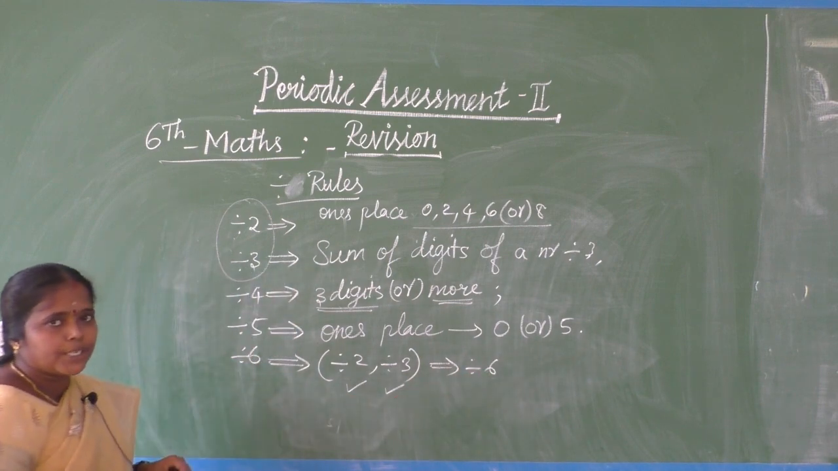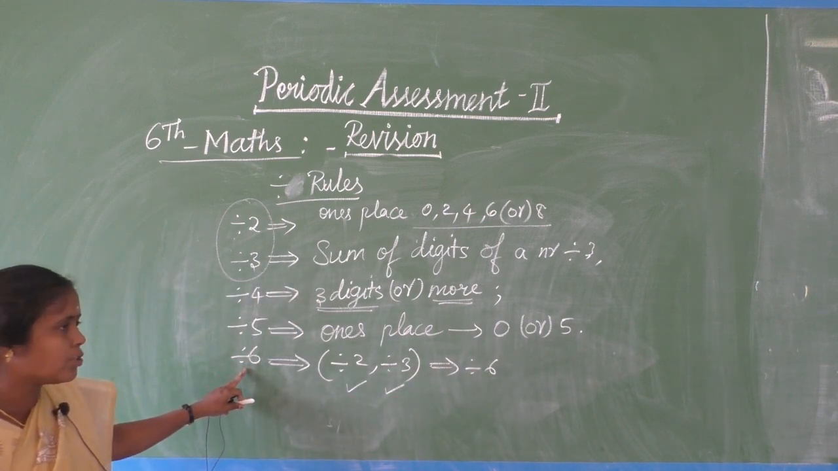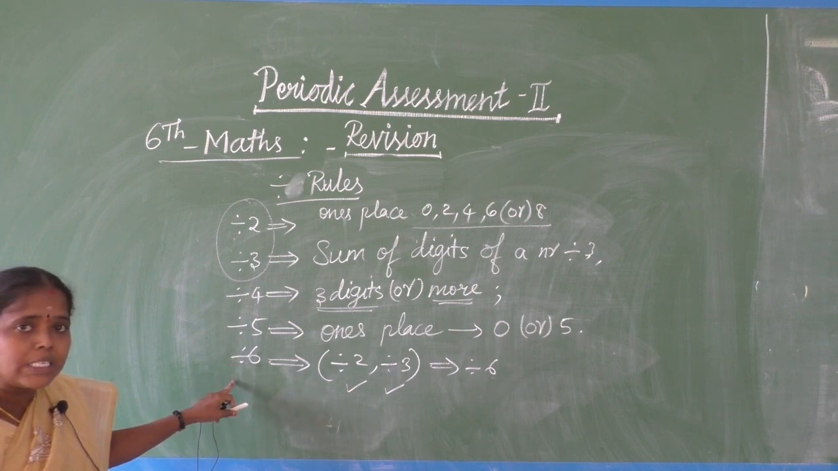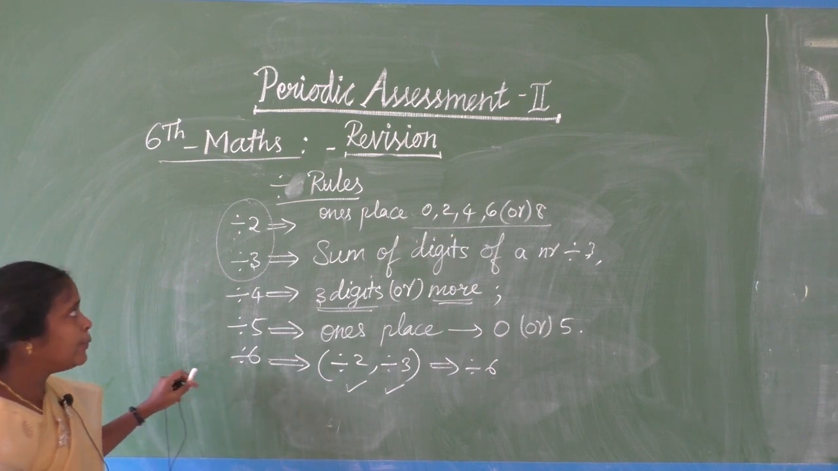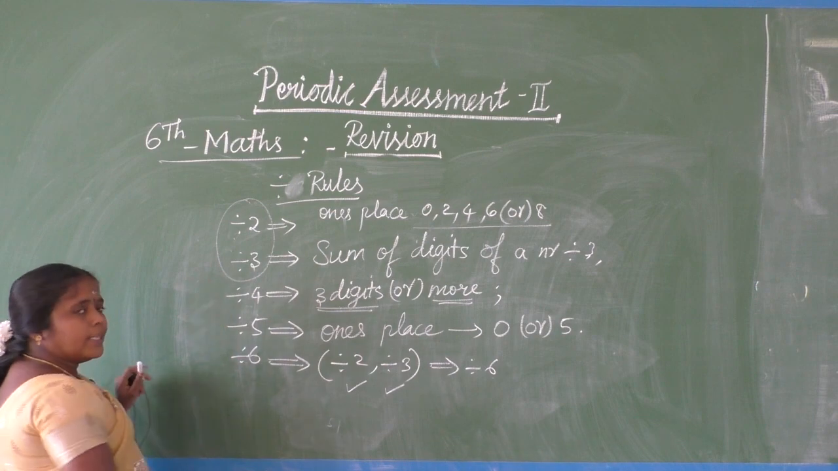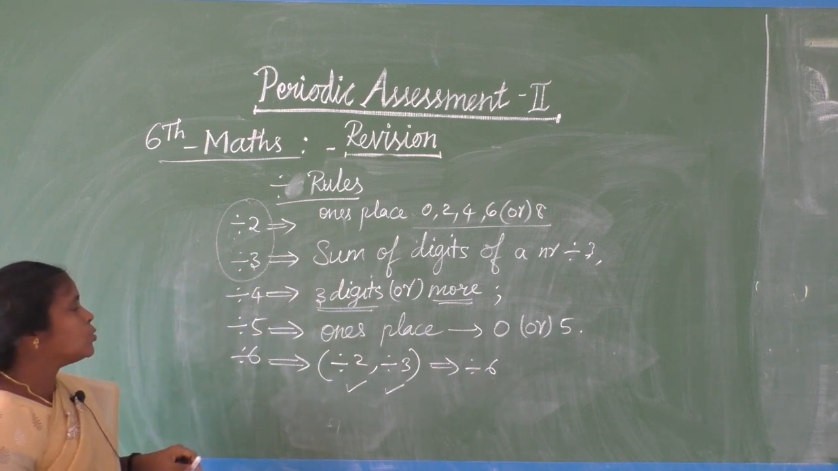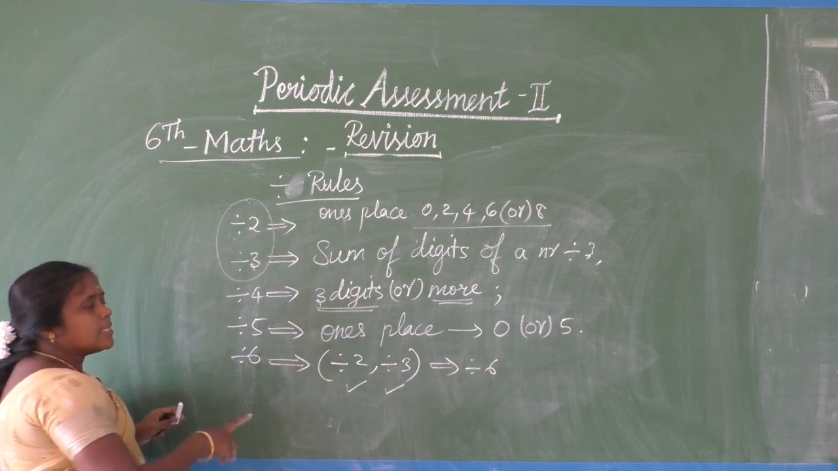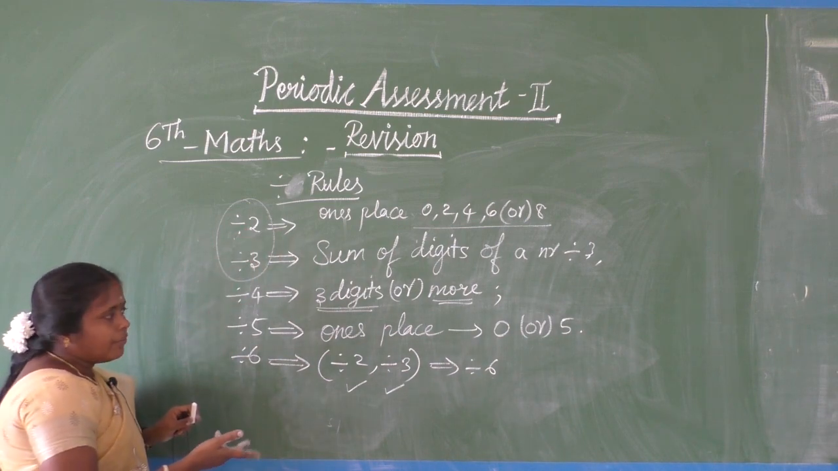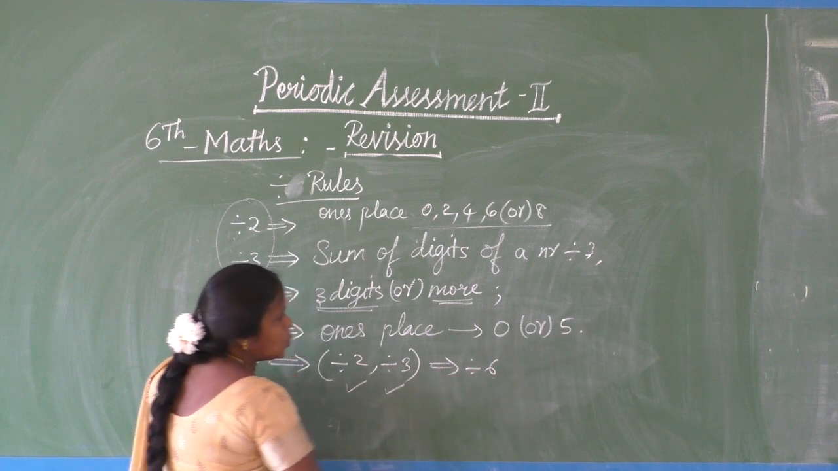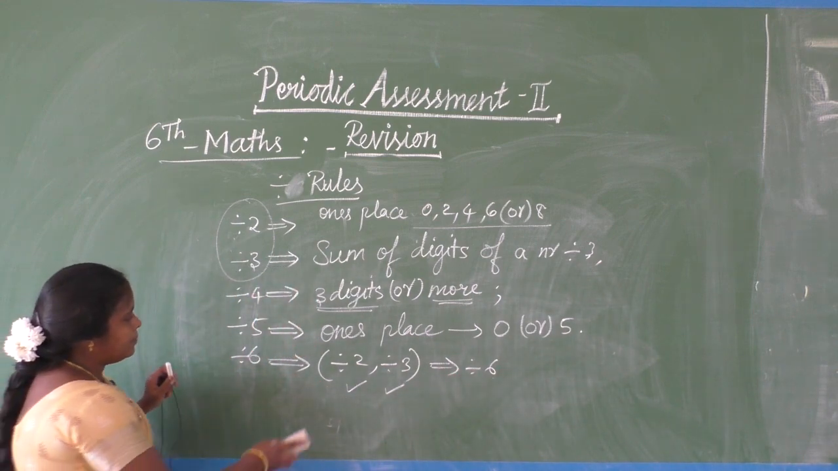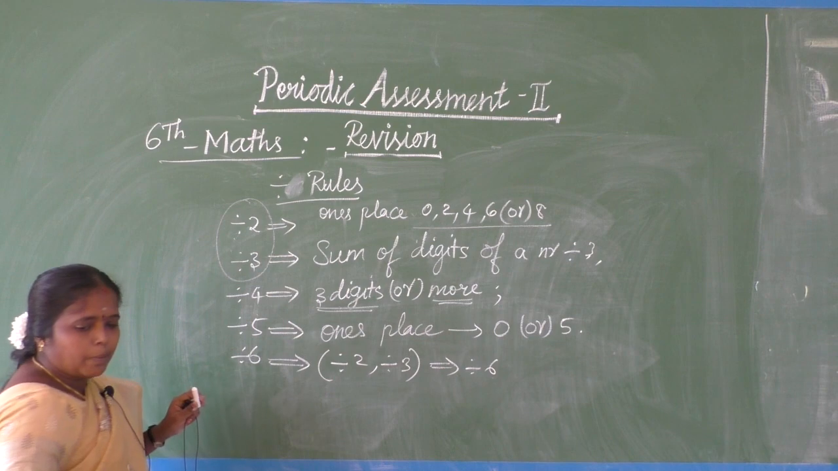Understood, children? What is the divisibility by 6 rule? There is no specific rule for this. We have to apply divisible by 2 and 3 because 2 3s are 6. So we have to check these two rules. If in both cases the number is divisible, we can finalize that the given number is also divisible by 6. Understood? Then divisible by 8.